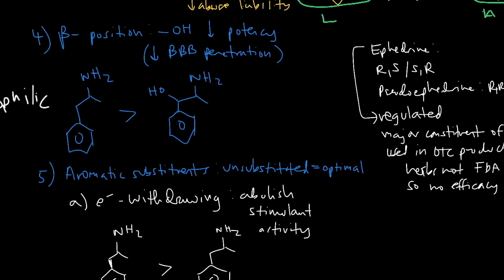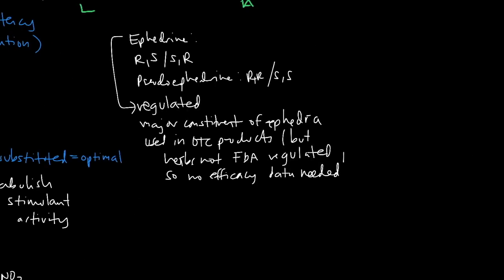To illustrate, you have your amphetamine here, which is more potent than your beta position amphetamine. So here's your alpha position, beta position, hydroxyl. This is less potent than amphetamine. An example of this is ephedrine, which is the RS or the SR isomer, since it has two stereocenters.